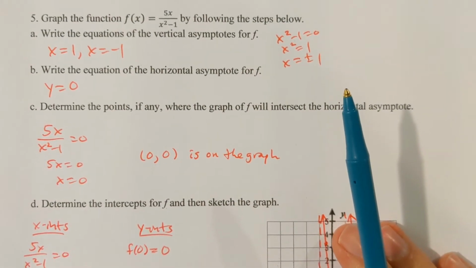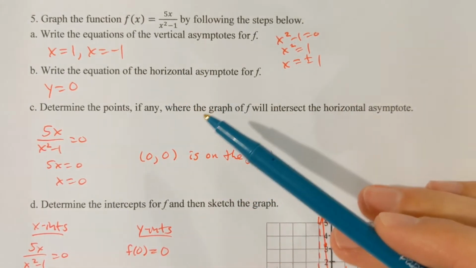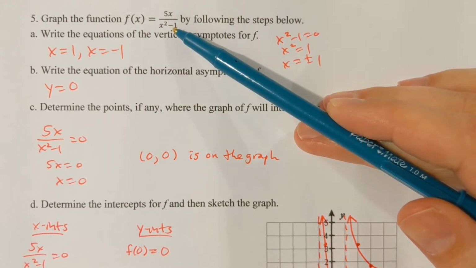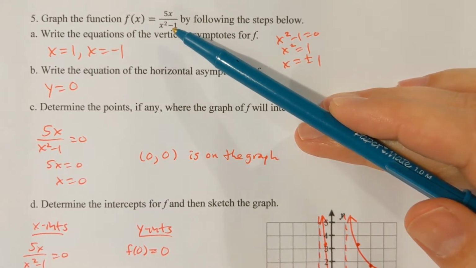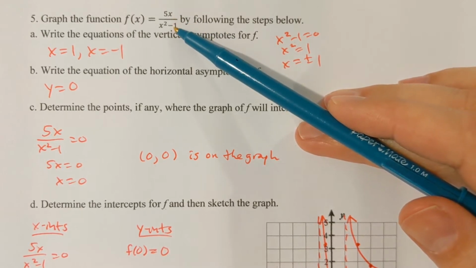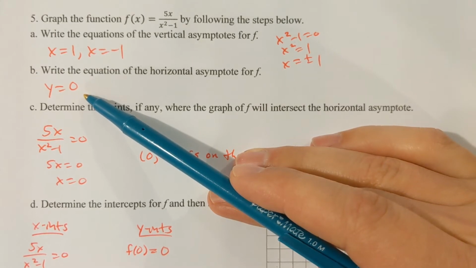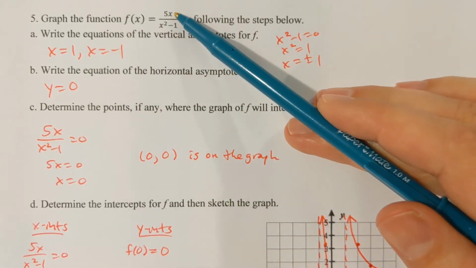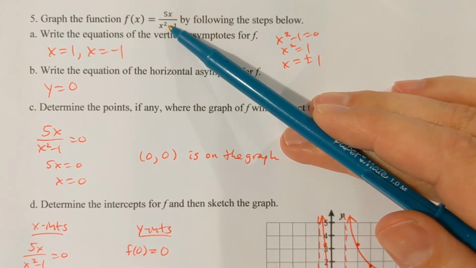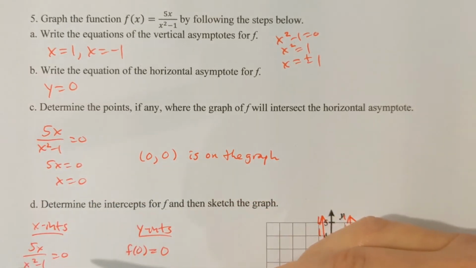Part B, we want to write the equation of the horizontal asymptote. Remember, we compared the degree of the top to the degree of the bottom to get the horizontal or oblique asymptote. Whenever the degree of the top is less than the degree of the bottom, y equals 0 is always a horizontal asymptote. In this problem, I've got a degree 1 polynomial divided by a degree 2 polynomial, and so therefore y equals 0 would be the equation of the horizontal asymptote.